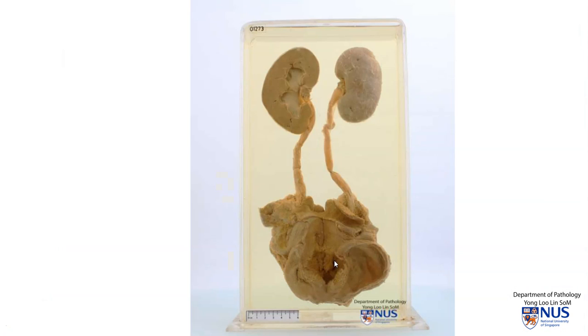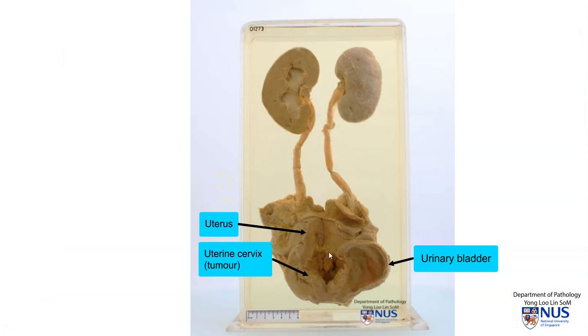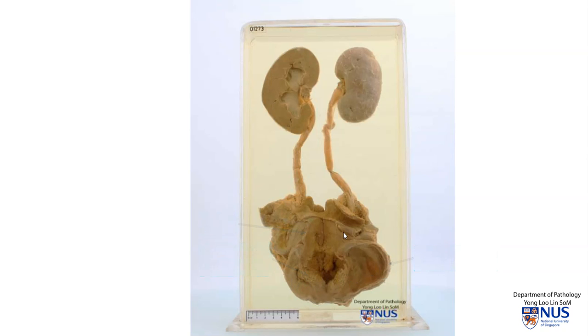In this different specimen, we can see the uterus, the tumor at the uterine cervix, the bladder, which has been cut open and split into two. And this tumor has actually involved the bladder and the ureteric outlets, and hence has led to hydroureter with subsequent hydronephrosis. So this is one of the complications of uterine cancer if it involves the urinary bladder.